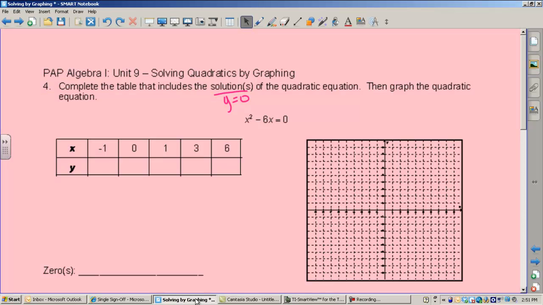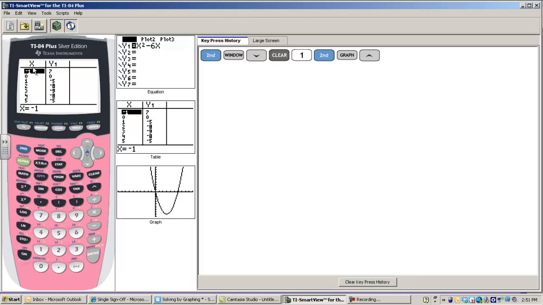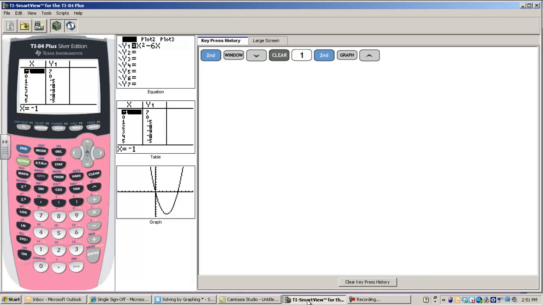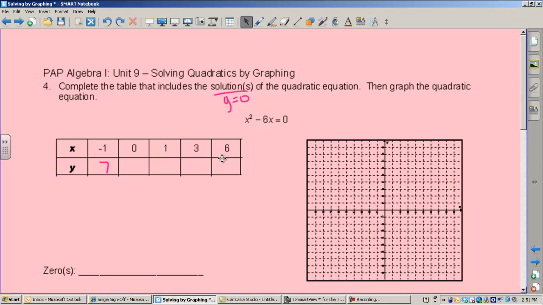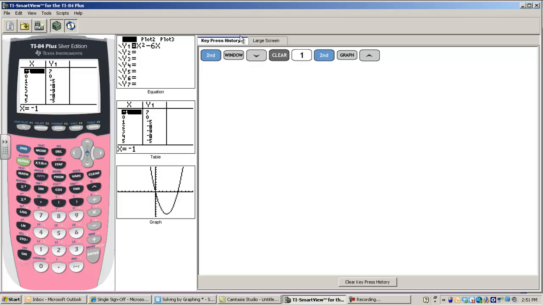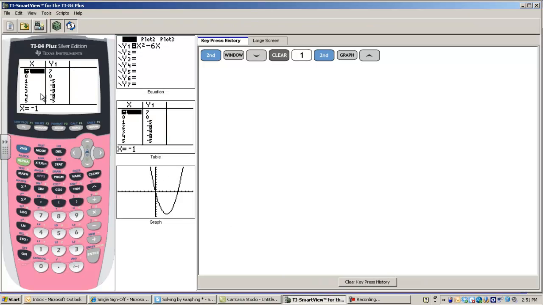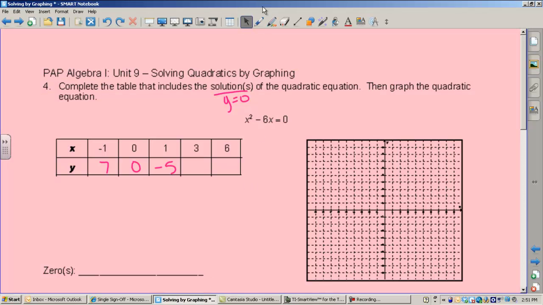The first thing in our table was the -1, and at -1, y is 7. At 0, it's 0. At 1, it's -5. At 3, it's at -9. And at 6, it's back at 0. So to fill in my table, this is -9 and this is 0. And I got all of this just using my calculator.